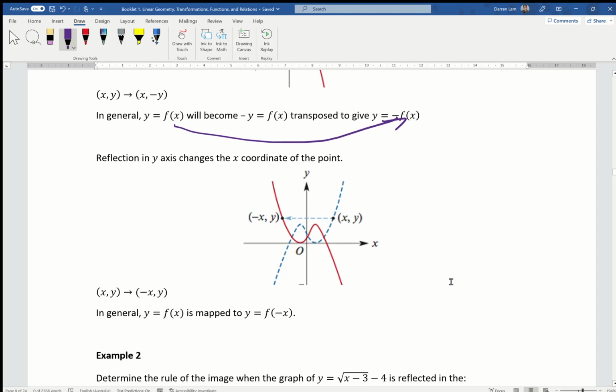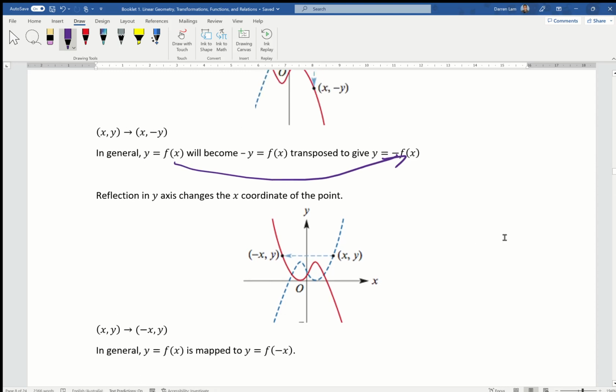Let's move on. A reflection in the y-axis changes the x-coordinate of the point. So here, we're mapping x, y into negative x, y. And in general, f of x is mapped to f of negative x. Depending on the order, and later on we'll do a multiple combination of transformations, depending on the order of your transformations determines the sequence in which you should be doing them. Okay?